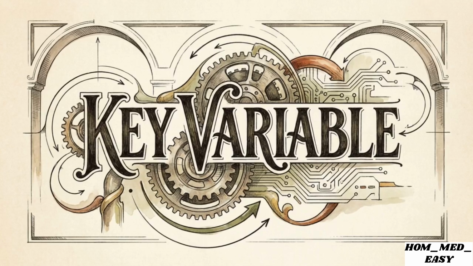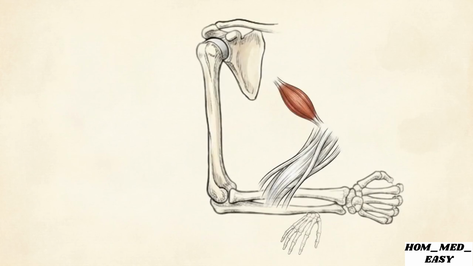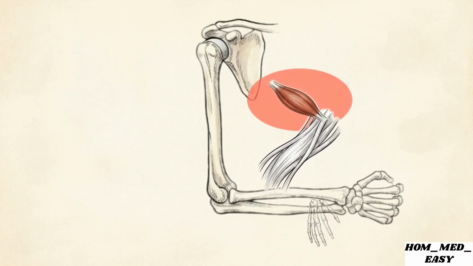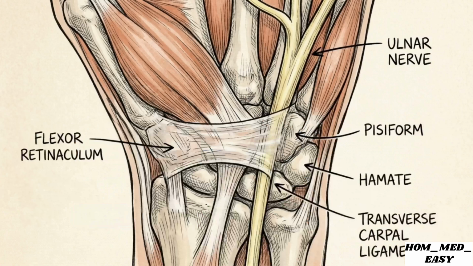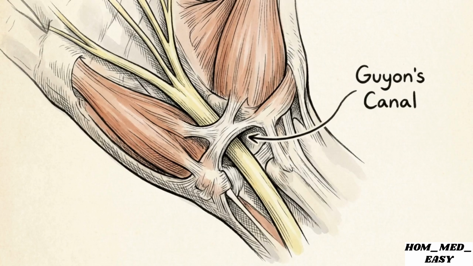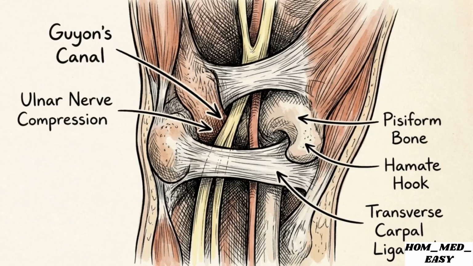The critical takeaway here is mechanical location. The physical pulling power required to curl the tips of the medial fingers originates from a muscle belly located high up in the forearm, not in the hand itself. The main trunk of the nerve continues its descent toward the wrist, passing superficial to the flexor retinaculum. It enters the hand through a narrow anatomical tunnel called Guyon's Canal. This tight passage constitutes the second major vulnerability site, setting the stage for distal lesions.